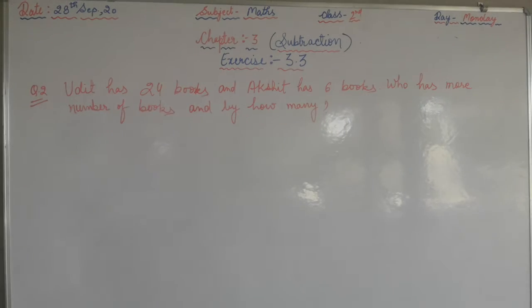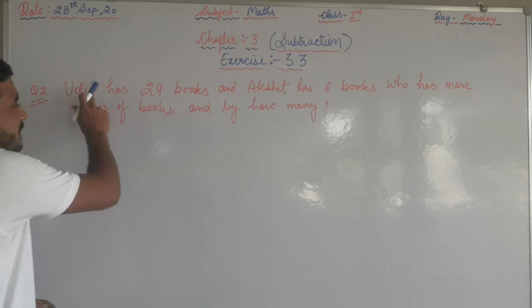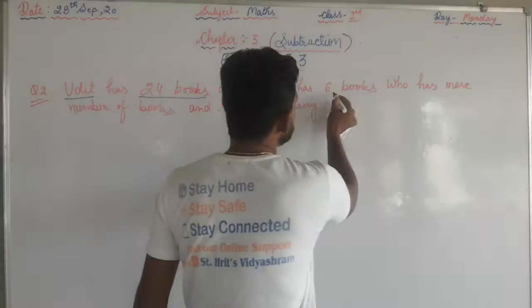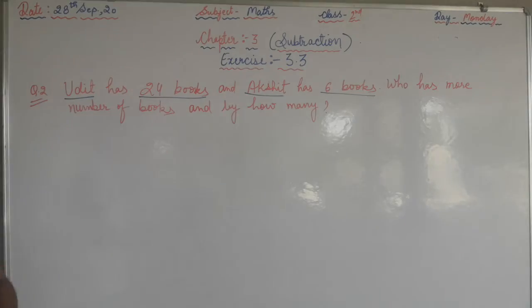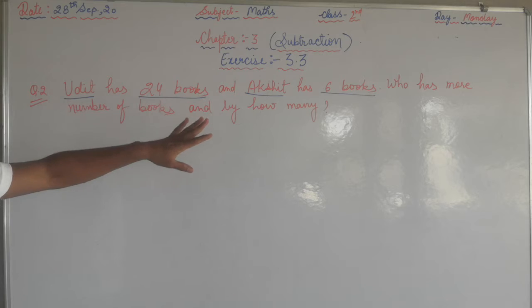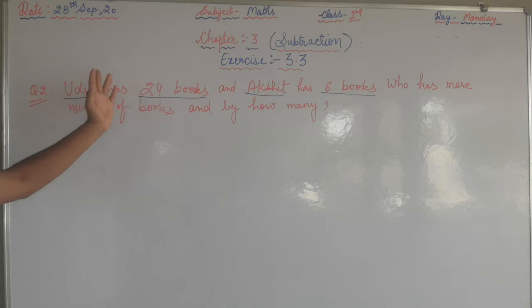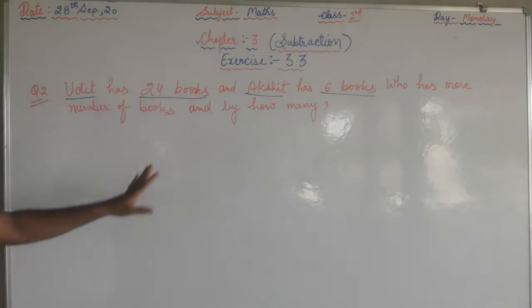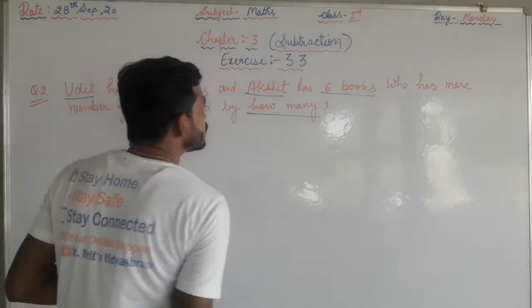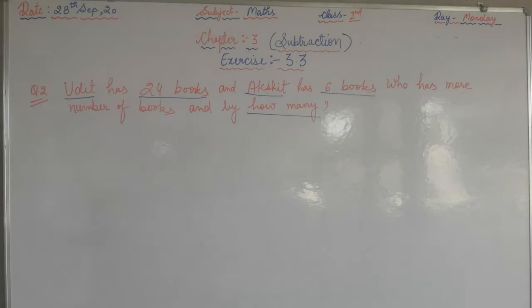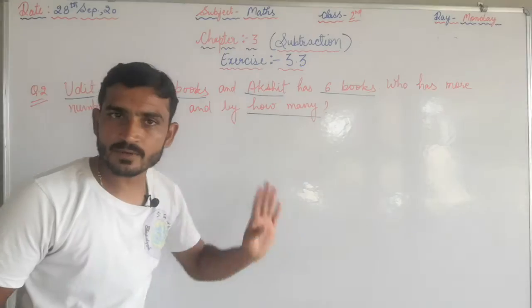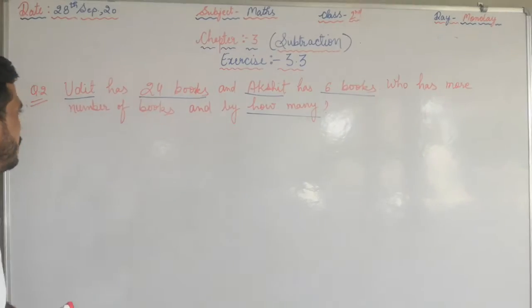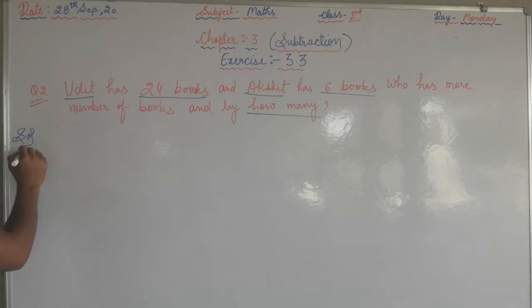So read the question one more time. Udit has 24 books and Akshit has 6 books. From the question it is clear that Udit has more number of books. But by how much? So what you have to do is find the difference between these two numbers. How do we find the difference? By subtracting the smaller number from the greater number. Okay, see the solution.